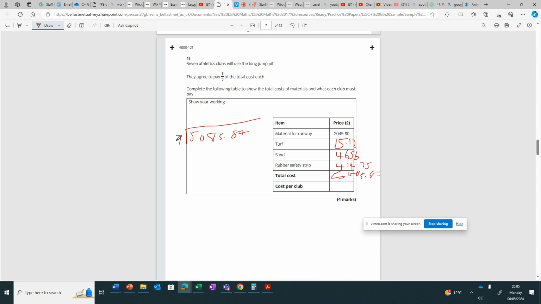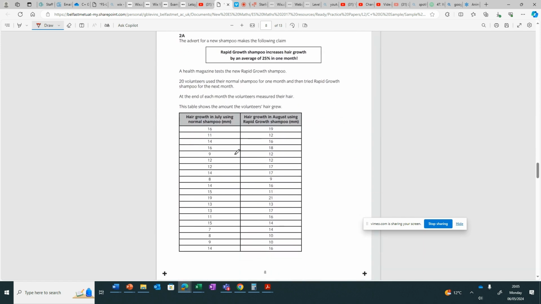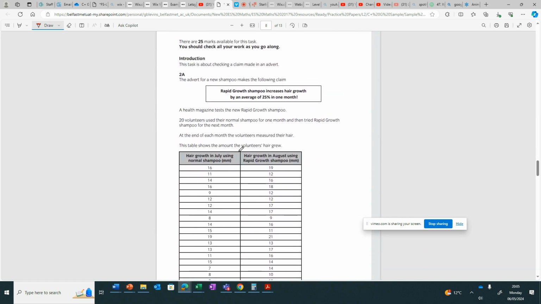Next, we have a shampoo, which is growing hair. A Rapid Growth shampoo increases hair growth by an average of 25% in 1 month. Oh, I must buy a bottle of that myself. 20 volunteers, work out the range for the volunteers' hair growth.